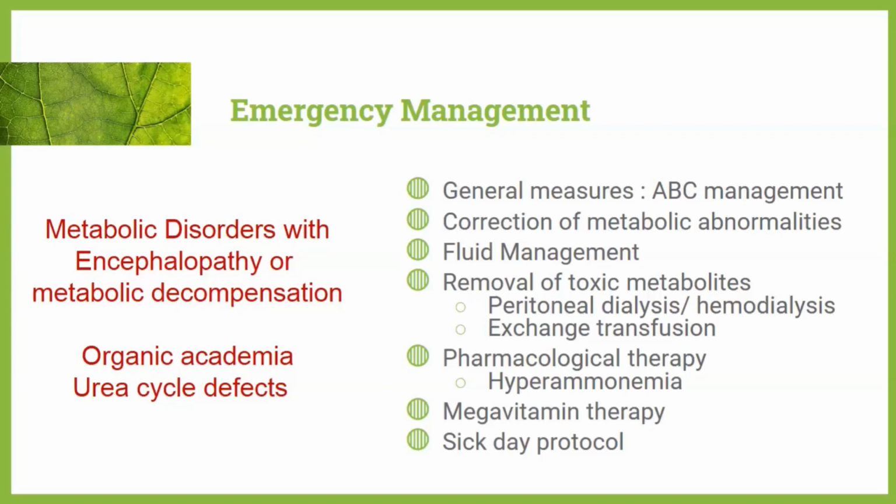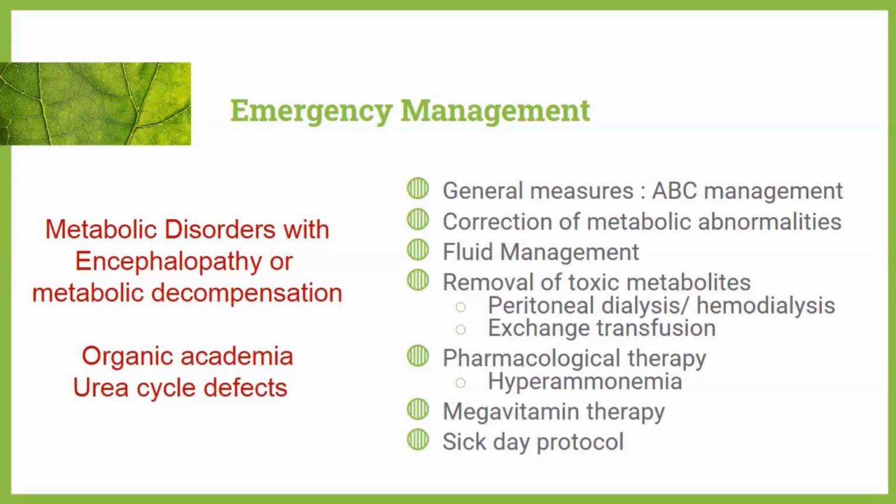Then emergency management, you should always know, it is mainly in intensive care and pediatrics, just for completeness' sake, because any metabolic disorder with encephalopathy or metabolic decompensation, like organic acidemia or urea cycle disorders, will usually be picked up in the ICU with emergency management. So you have to do ABC, correction of metabolic abnormalities, fluid management, removal of toxic metabolites. In severe hyperammonemia, peritoneal dialysis or exchange transfusion may be required.